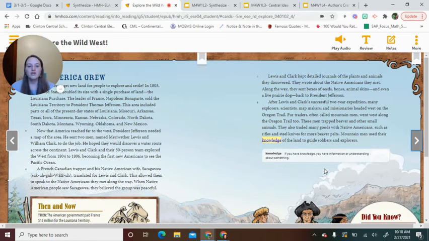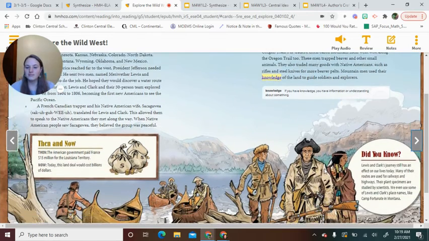Trail. Fur traders, often called mountain men, went west along the Oregon Trail too. These men trapped beaver and other small animals. They also traded many goods with Native Americans, such as rifles and steel knives for more beaver pelts. Mountain men used their knowledge of the land to guide soldiers and explorers.